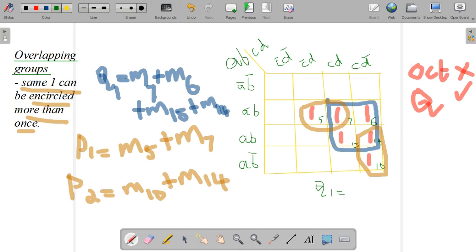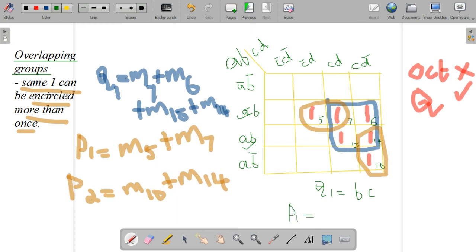Q1 means how we will get quad 1. You know how to reduce the expression. We will get two columns, taking A dash B dash, A dash B and AB. Which one is changing? A is changing, so we have to write B. Then here which one is changing? D is changing, so we will get quad equal to BC.